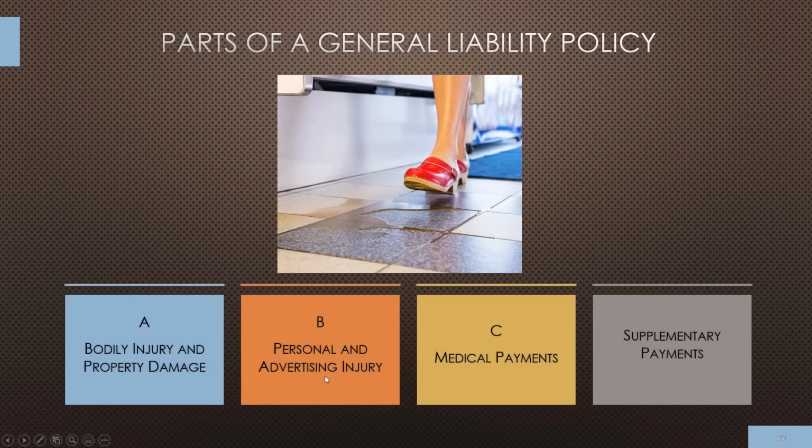That's coverage A. Coverage B is personal and advertising injury. So let's say you started an advertising campaign, you knocked your competition, they lose business, and then they sue you because some of the information you put in your advertisement was wrong. That would be covered here.